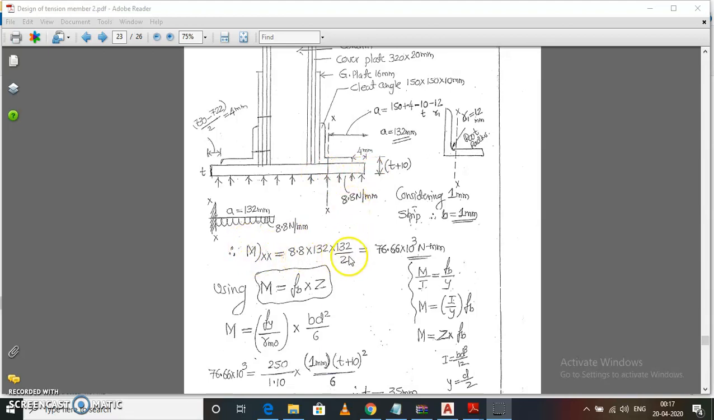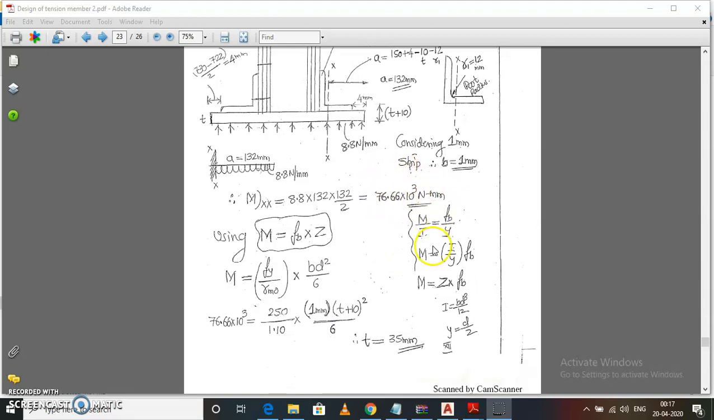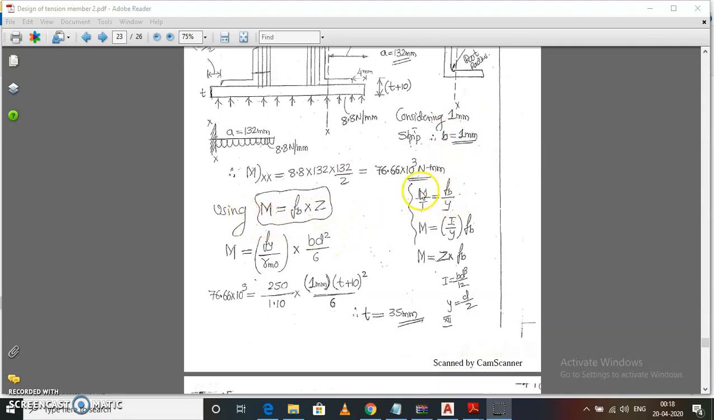WL square divided by 2, that is 76.66 kilonewton millimeter. Remember, here the value is in terms of kilonewton millimeter, because we have considered B as 1 millimeter. Therefore, here it is not in terms of meter, it is in terms of millimeter. So using the bending equation, M by I is equal to FB by Y, or M is equal to I by Y into FB, or M is equal to Z into FB.